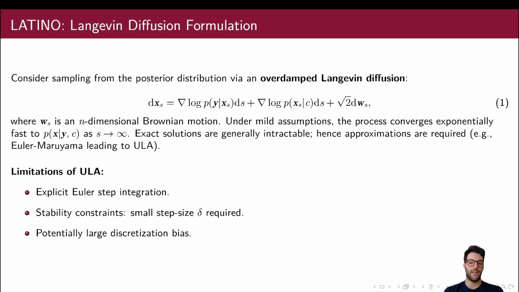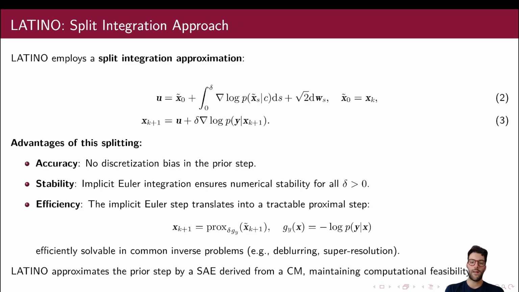The main problem is that this integration is really hard to do in a way that is fast, efficient and precise. Usually the discretization error can be a big problem. This is why we introduce this way of integrating the SDE, which is a split integration approximation. We split it in two parts, one that tackles only the prior, the first equation, and the second one which only tackles the likelihood part.